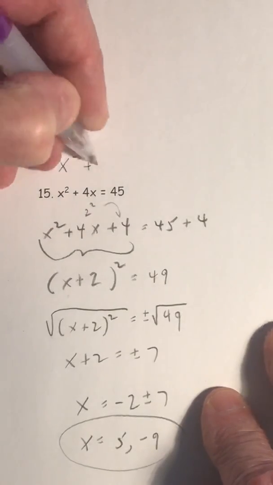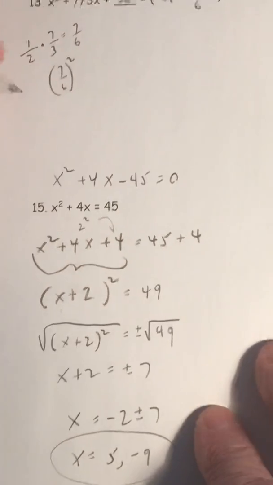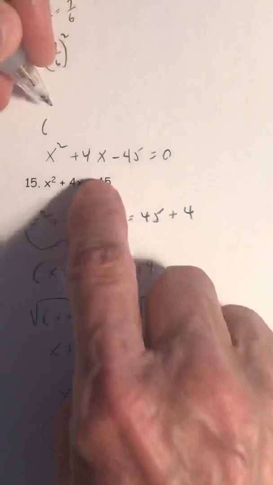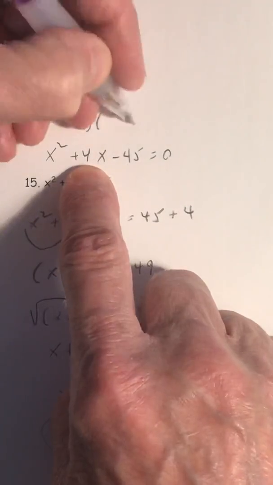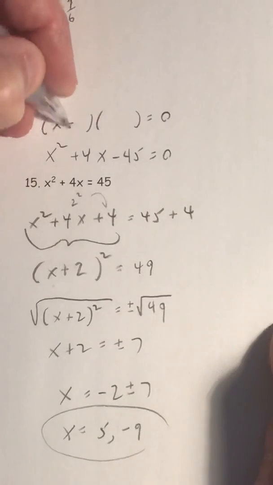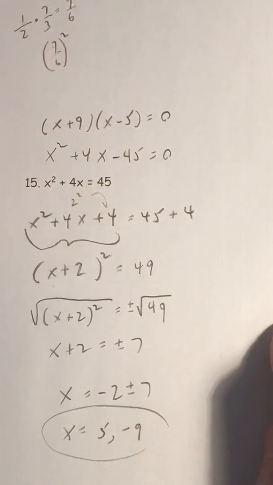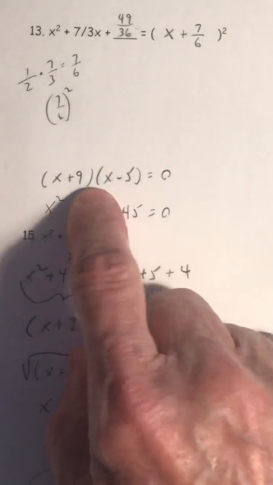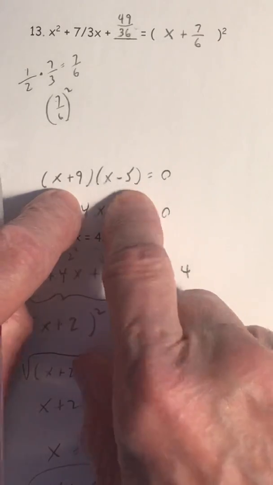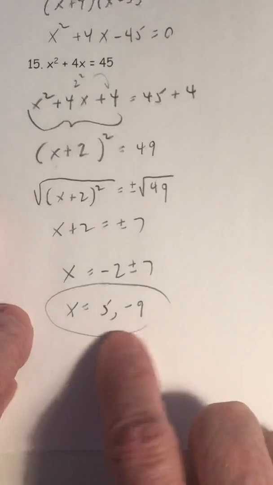Just think of this as entertainment. Can we factor this? What two numbers add up to 4 and multiply out to negative 45? Plus 9 and minus 5, right? Is that how that factors? Yeah. What are the solutions here? Negative 9 and 5. Aha!